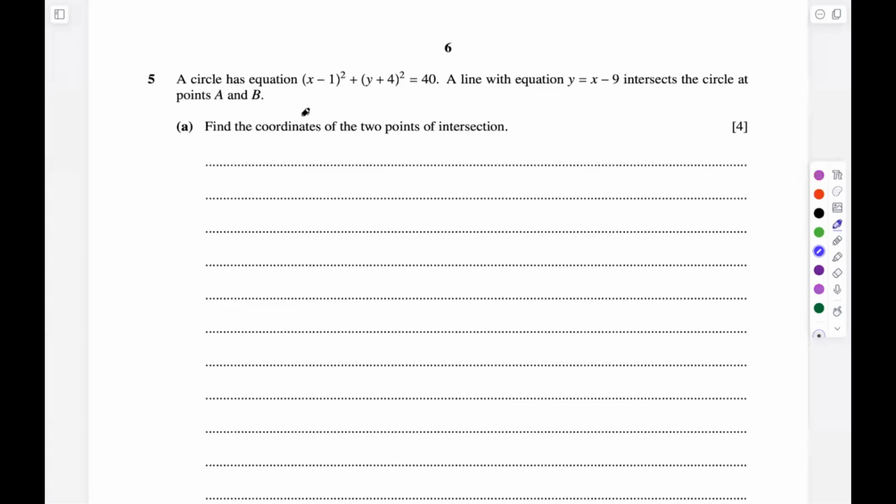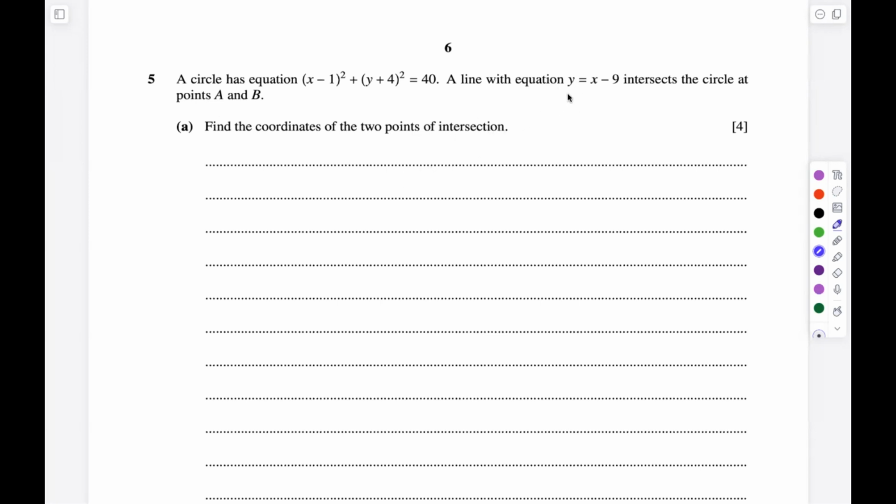Question 5: a circle has equation (x minus 1) whole squared plus (y plus 4) whole squared equals 40. A line with equation y equals x minus 9 intersects the circle at points A and B. In part A, we have to find the coordinates of the points of intersection. So we'll have to solve the equation of the circle and the line simultaneously.